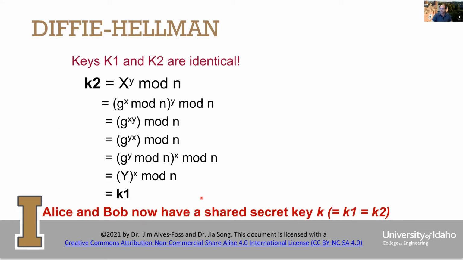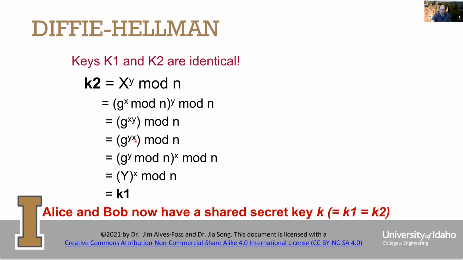How does this work? The public value from Alice, received by Bob, is raised to the power Y, the secret value of Bob. So Alice's is public, Bob's is private, mod N. Let's rewrite this. What Alice did was took Alice's private, G to the X mod N. So we're going to take that value to the Y mod N. If I do a little math, I can bring that Y in. That's G to the XY mod N.